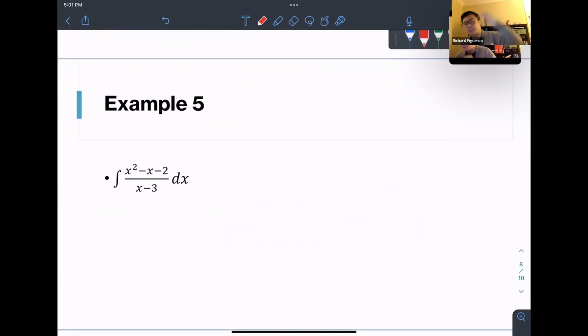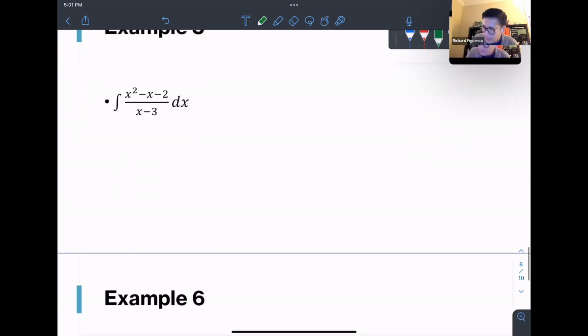Pero kapag ang denominator mo, or if the fraction is an improper fraction, so meaning the degree of the numerator is greater than that of the denominator, and then we're going to try to use natural logarithm. Okay, so what are we going to do? So we need to divide it first. Okay, kasi improper fraction siya. So long division na lang tayo. So x squared minus x minus 2 divided with x minus 3.